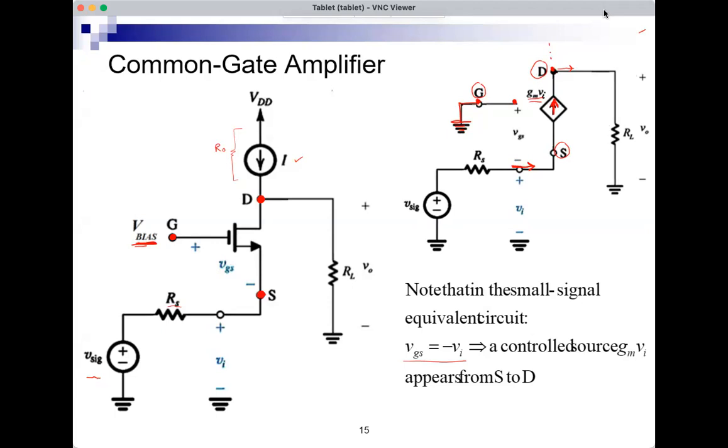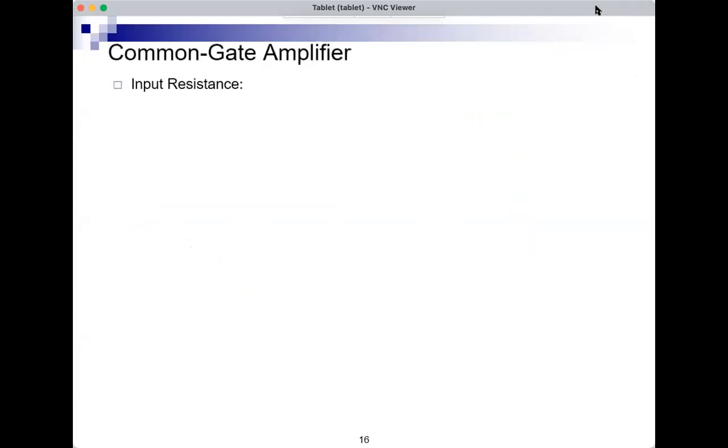And now I can redraw the circuit to make it simpler. Actually, it's a very simple circuit once we redraw it. It looks something like this.